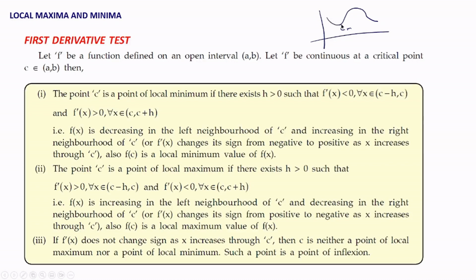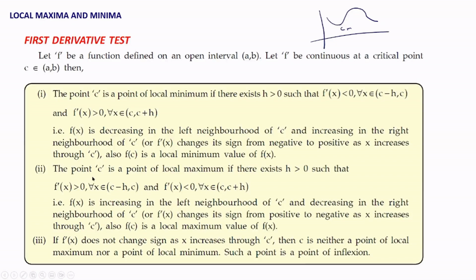Here we can see that f of x is decreasing in the left neighborhood of C and increasing in the right neighborhood of C. So it changes its sign from negative to positive as x increases through C, and f of C is a local minimum value of f of x.